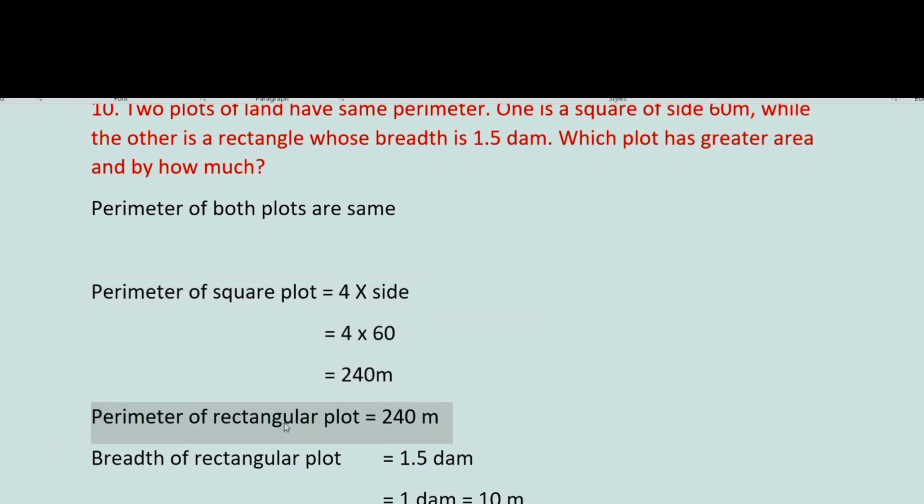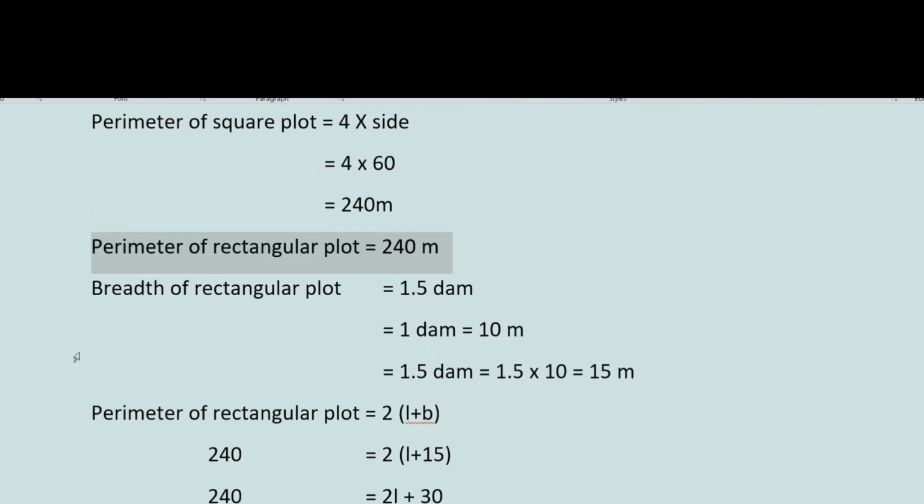Now the breadth of the rectangular field is given in dam, decameter, okay, dam. So 1 dam is equal to 10 meter, okay. So 1.5 dam is equal to 1.5 into 10, okay. 1 dam is equal to 10 meter, so 1.5 dam is equal to 1.5 into 10 means 15 meter is coming. Breadth of the rectangular plot is coming 15 meter. Length is not given, so you can use the formula perimeter of rectangular plot, okay.